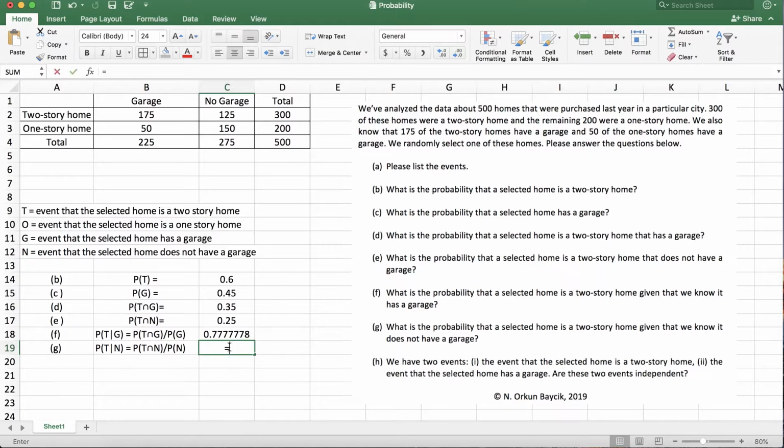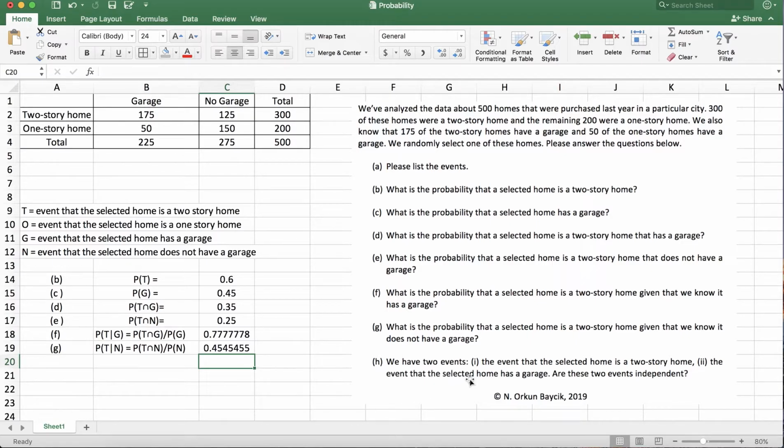Okay? Do I know the joint probability of T and N? Yes, from part E, I know that answer. And do I know the probability of N? I don't know now, but I can calculate it, right? So that is the homes that don't have a garage, which is 275, divided by the total number of homes. Okay? That will be 0.45. Again, the formula is given here. Make sure that you use the parentheses correctly and you will get the answer of 0.45.